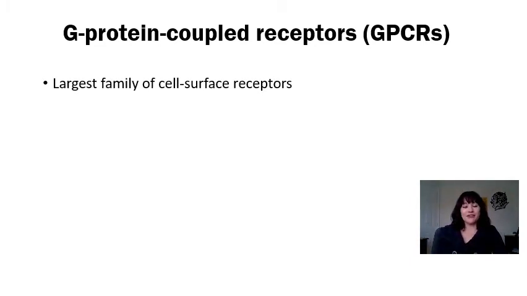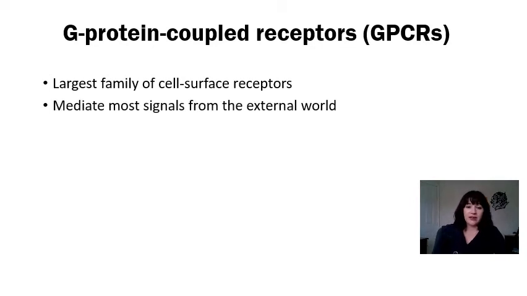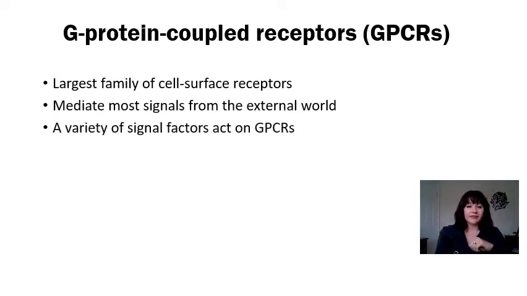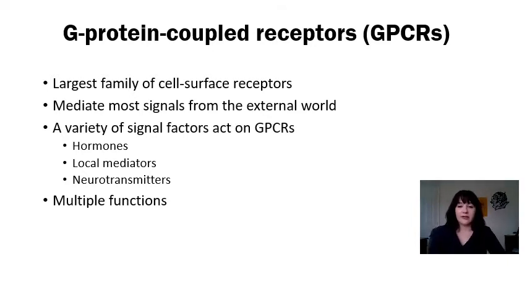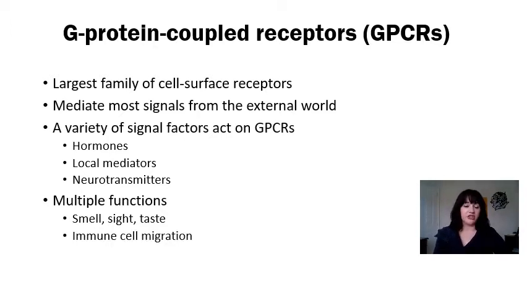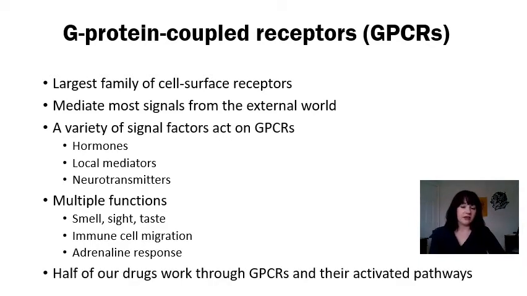So this is the largest family of receptors. They are responsible for the majority of our sensory abilities, and a variety of signals, a variety of proteins and molecules, not just hormones, will act on these receptors. So in addition to hormones, we can have local mediators, so paracrine molecules, and neurotransmitters can bind GPCRs as well. And like we talked about before, they can have multiple functions, such as our senses: smell, taste, vision, hearing. They're important for immune cell migration, so for those immune cells to go where an infection is. We talked about the adrenaline response.